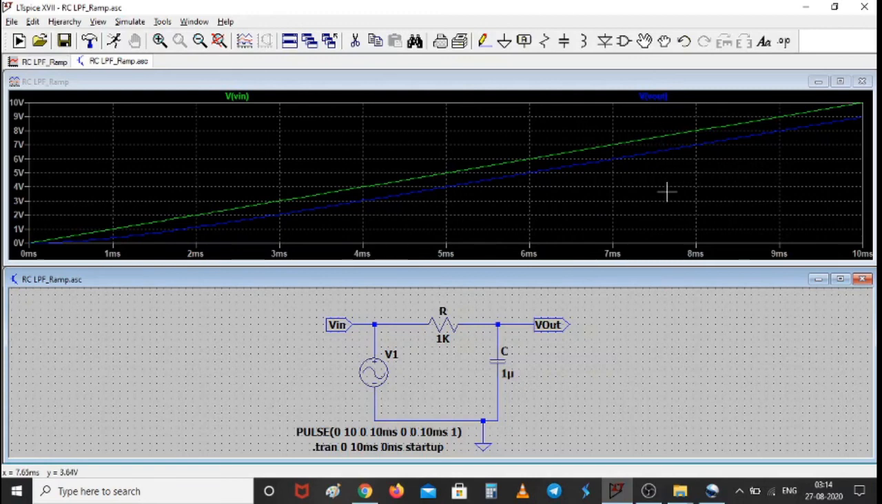Is this okay? So this is how we can get the simulations of the RC low pass filter circuit for the variety of inputs that we consider in our first unit. I hope you all have understood what we discussed so far regarding this RC low pass filter circuit.